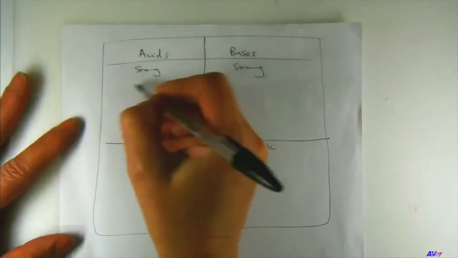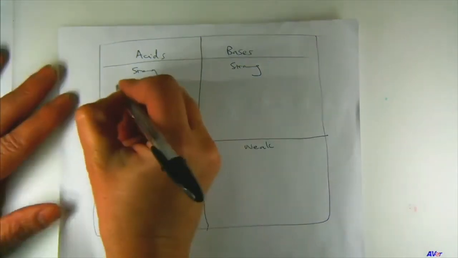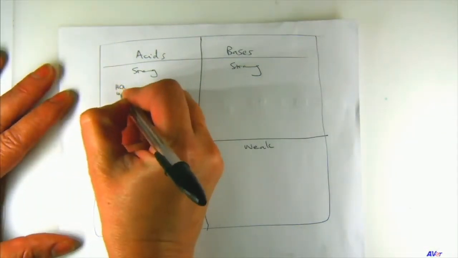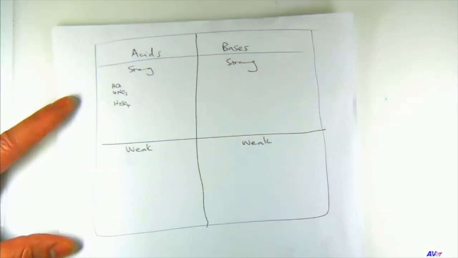Okay, so let's talk about strong acids. Give me a strong acid. HCl, nice one, and HNO3 and H2SO4. Those are the 3 strong ones.